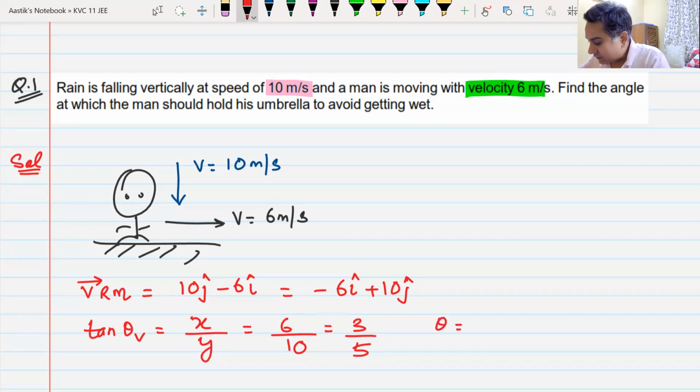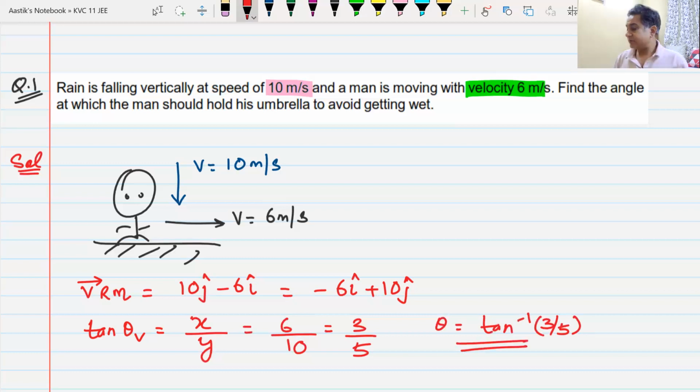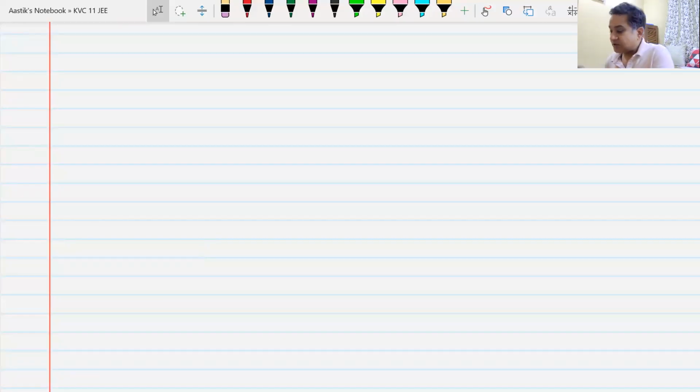Theta is tan inverse 3/5. Do we understand this, everyone? Okay, this is pretty simple. As you can see, most of the questions in these cases are simple, but let me give you another one. Everyone got this? Shall we move ahead? Okay, now let me change something here.